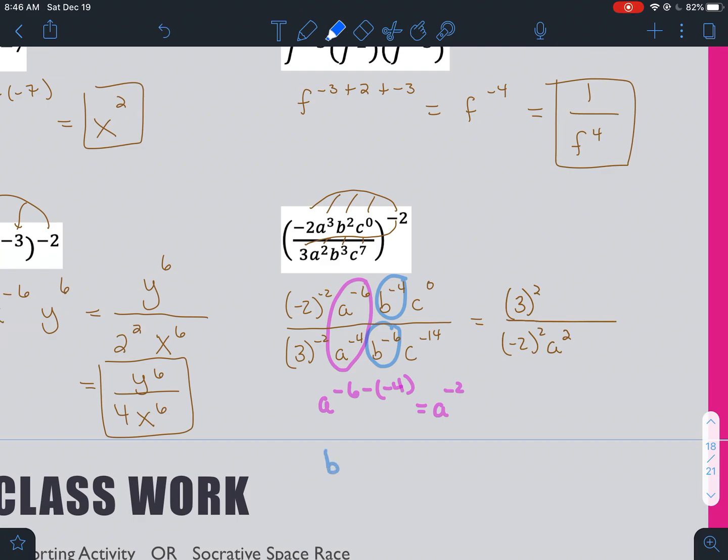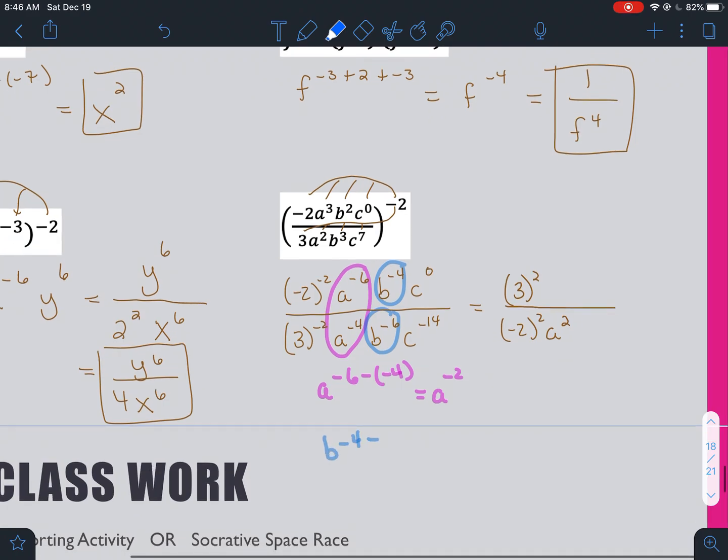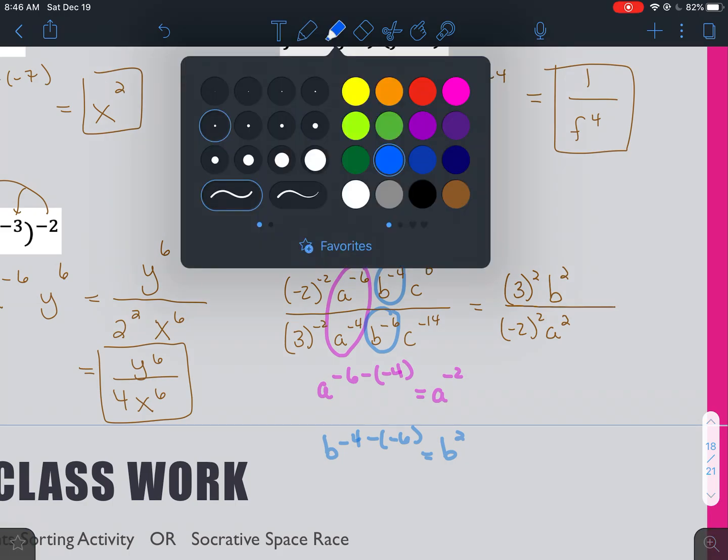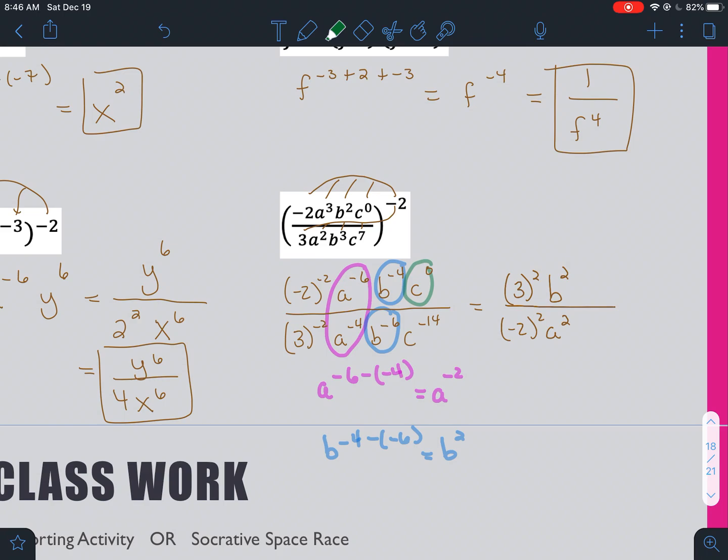Now let's deal with the b's. b to the negative 4 over b to the negative 6. So you could subtract the exponents. And so negative 4 minus negative 6 would be b squared. So since that's positive, b squared just gets to stay up in the numerator. And then we'll deal with the c's. So c to the 0 over c to the negative 14th. So c to the 0 minus negative 14. That'd be c to the 14th. So c to the 14th will be up in the numerator.